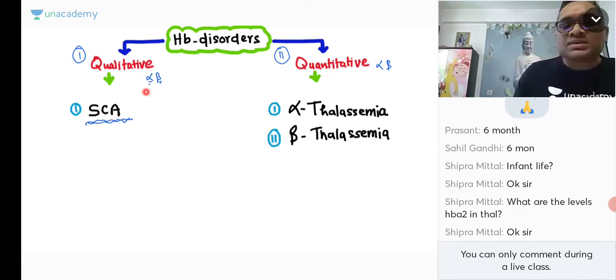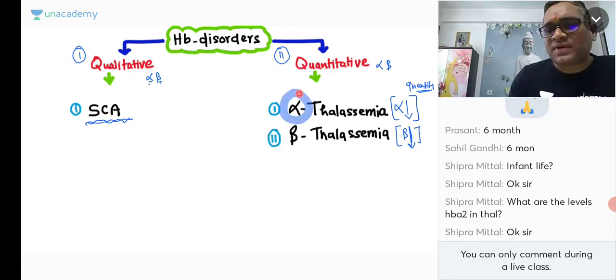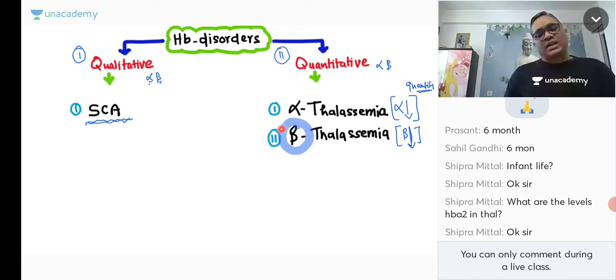So sickle cell anemia is qualitative, whereas when the alpha chain is decreased, that is called alpha thalassemia. Remember, here the quantity is decreased, the alpha chain quantity. When there is a decrease in the beta chain quantity, that is called beta thalassemia. So whatever chain is decreased, that will be the name. Alpha chain decrease, alpha thalassemia. Beta chain decrease, beta thalassemia. So these are quantitative hemoglobin disorders, right?